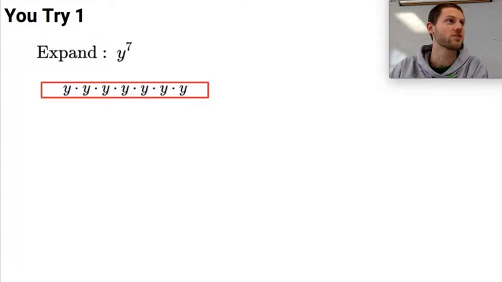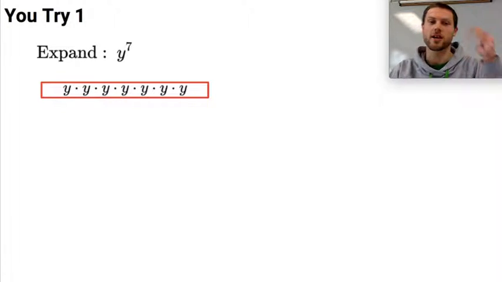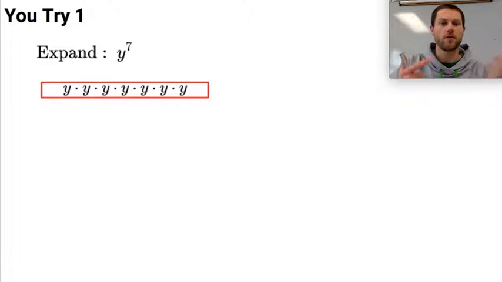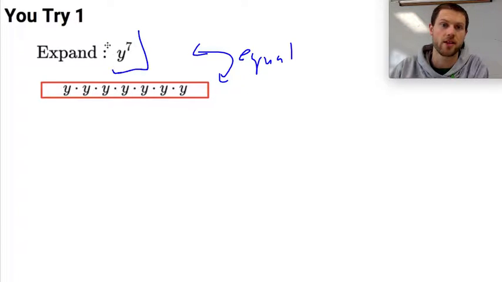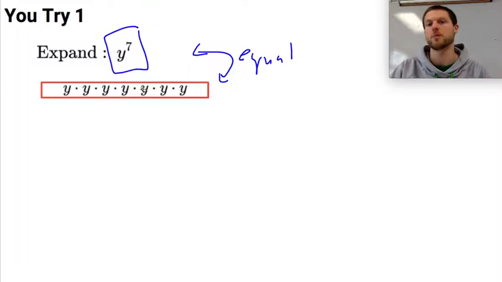All right, here's my answer. It is y times y times y times y times y times y times y, 7 of them. So this is the same thing as y to the seventh. These are both equal, but I know which one I would prefer to write if I had to choose between the two. I like this. This is simple because it's the fewest amount of pen strokes. We call that simplest form.